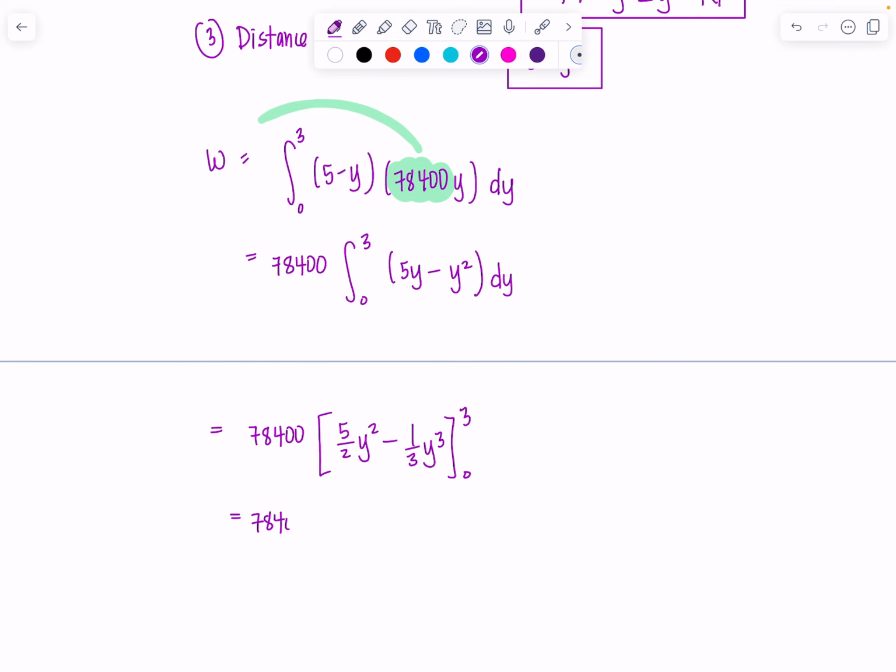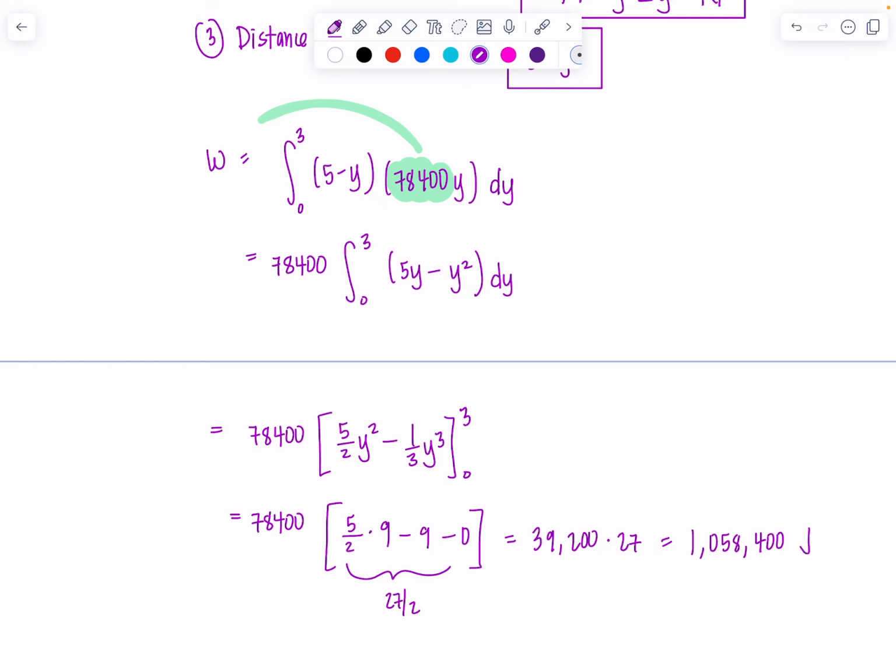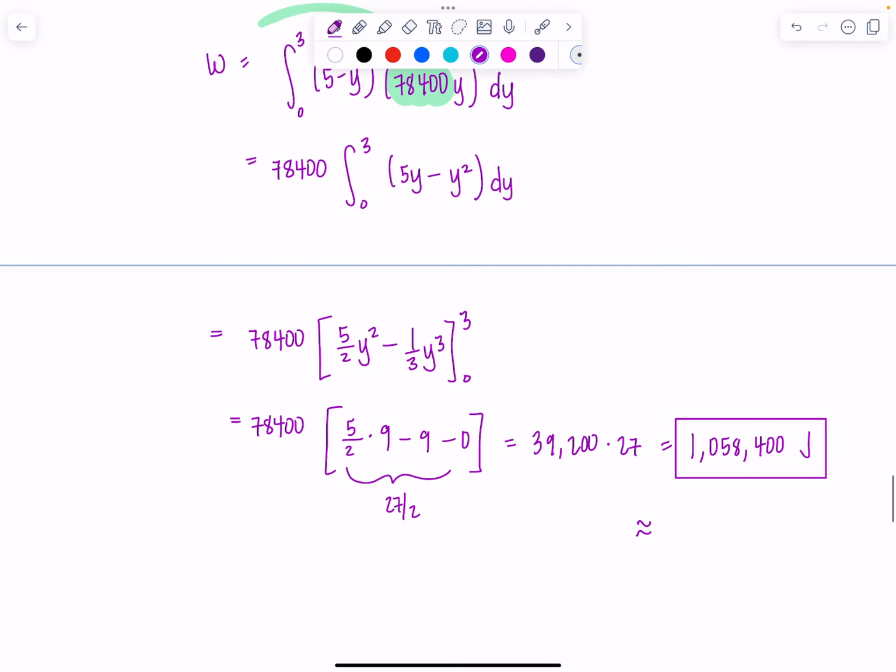So 78,400. That's 5 halves times 9 minus 9 minus 0. This is going to give me 45 over 2 minus, this will be 27 over 2. So you should get 39,200 times 27, which is 1,058,400 joules. Okay. I think the back of the book rounds and puts it in scientific notation, 1.06 times 10 to the 6 joules. Whatever, who cares?